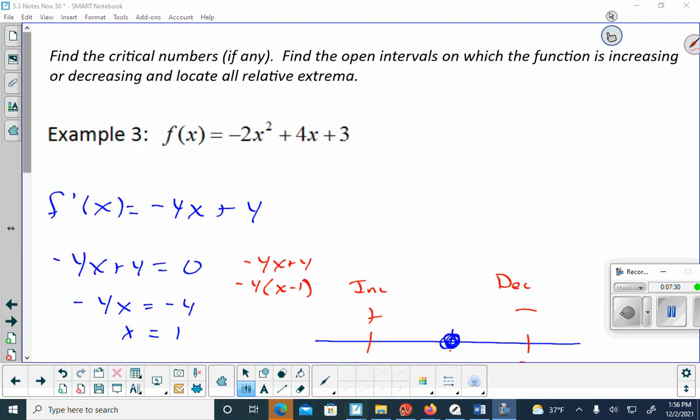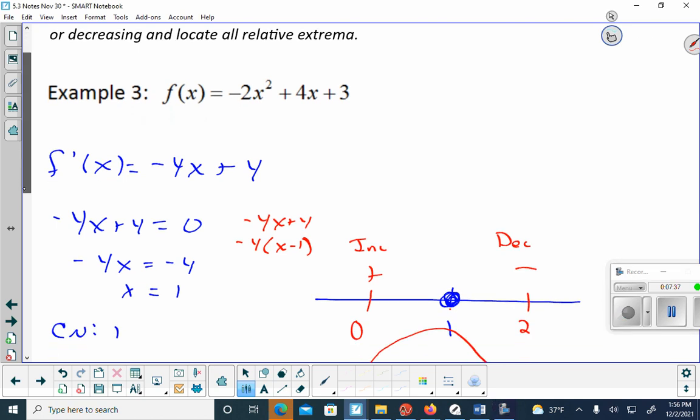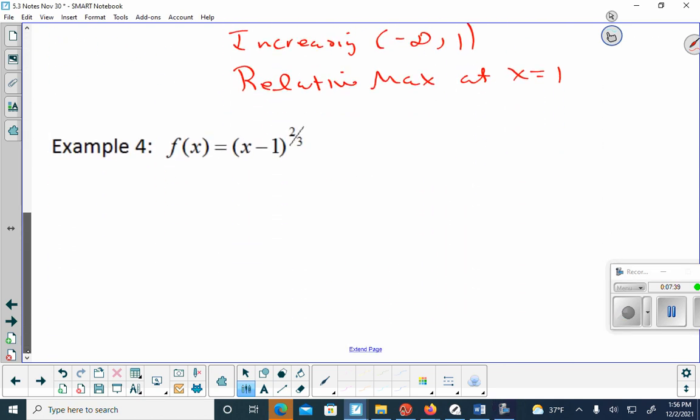Find the critical numbers, if any, and then find when the function is increasing and decreasing, then locate all relative max or min. So you're just going to have to say whether it's a max or min. That's it. Okay? First thing I have to do is take the derivative. That's the first thing you should always do.